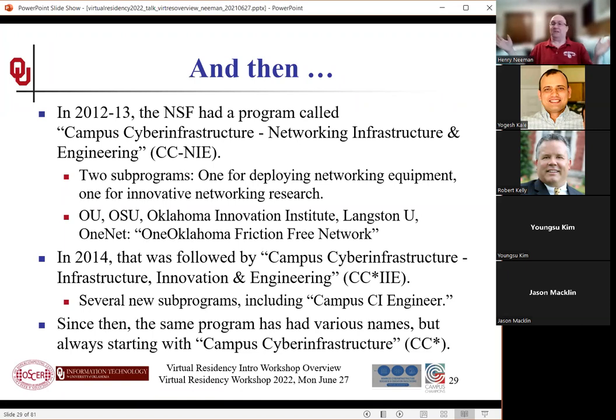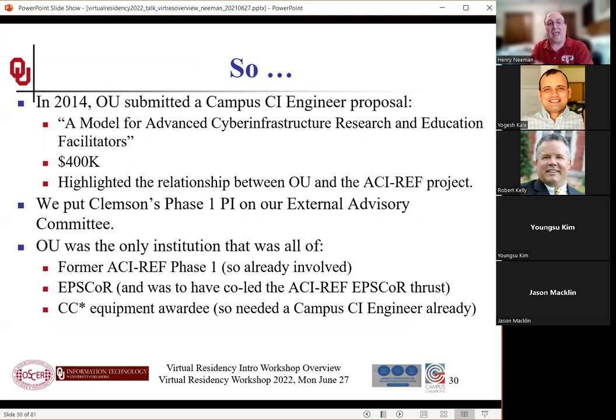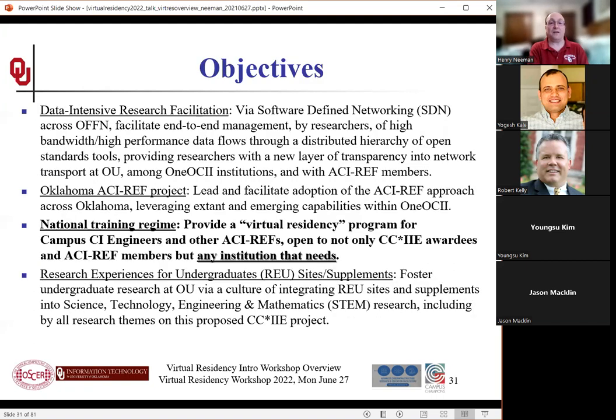So we said, let's submit a proposal for that. But then we needed a differentiator, something that we could add that would make our proposal interesting. So we added in the virtual residency that had gotten cut from the original ACI-REF proposal. And you can see it here in bold. We said, basically, we're just going to create this program out of no money.